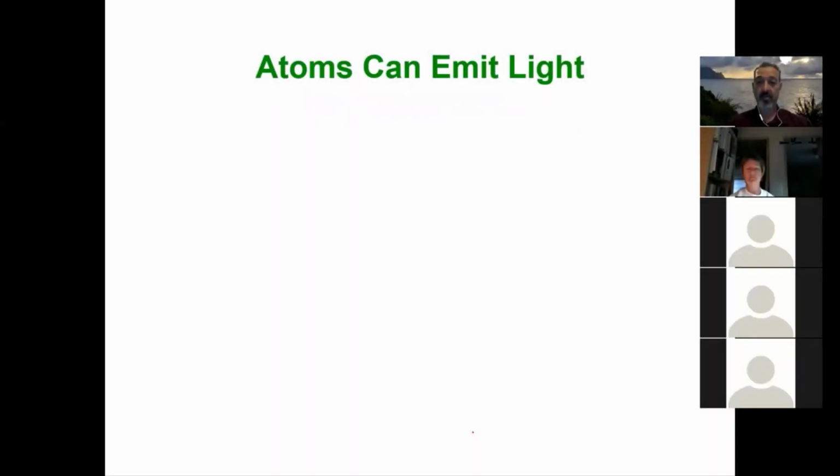Everybody's seen neon signs, right? If atoms absorb a lot of heat, or a lot of voltage, they can end up absorbing that energy and then releasing it in the form of light. So where do we see that? Neon signs.